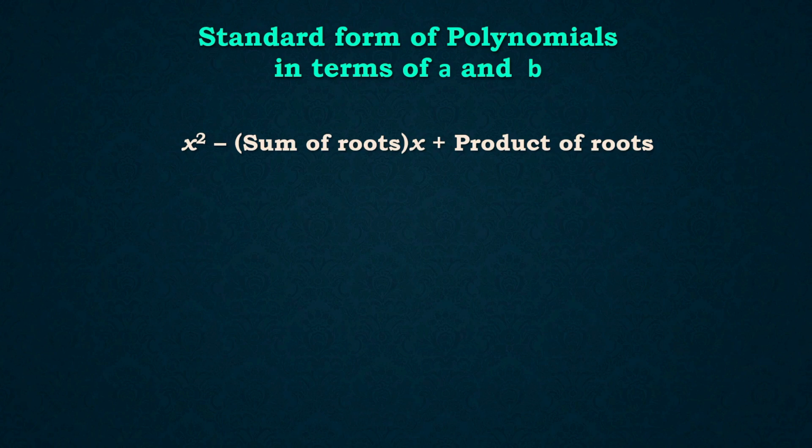If the roots are a and b, then the sum of roots is a plus b. And the product of roots is a multiplied by b. So the quadratic polynomial becomes x square minus (a plus b) multiplied by x plus ab. This is the standard form of a quadratic polynomial when the zeros are a and b.